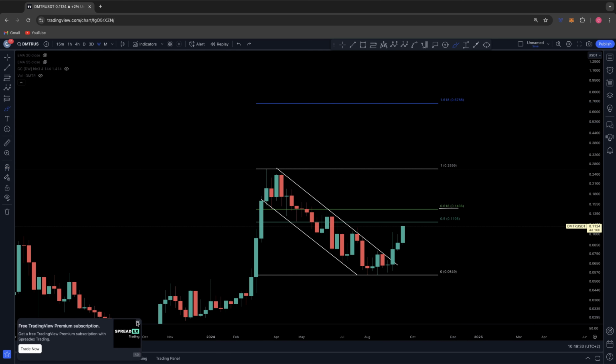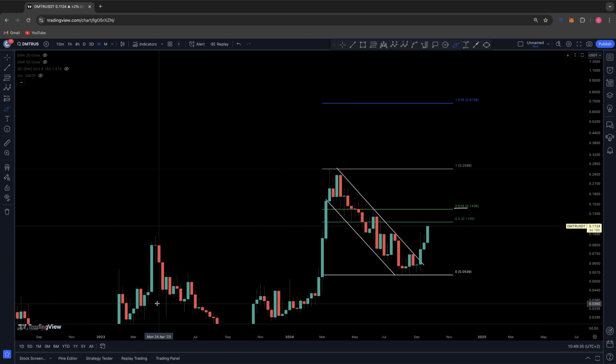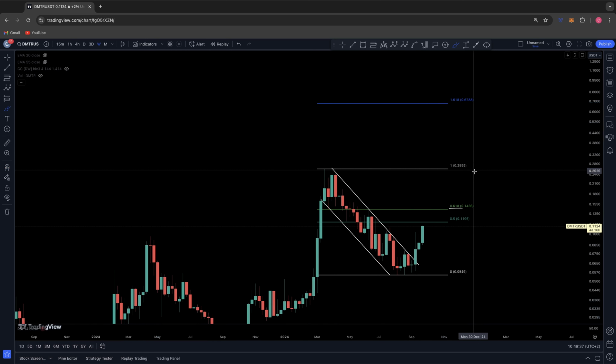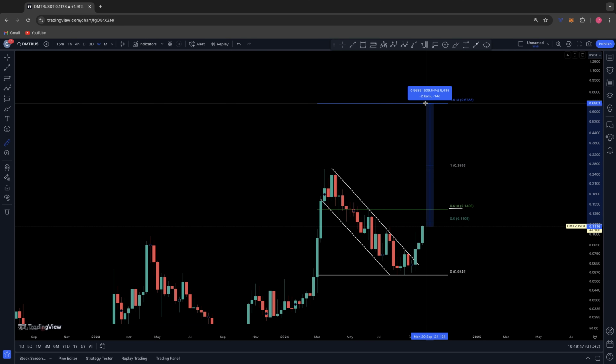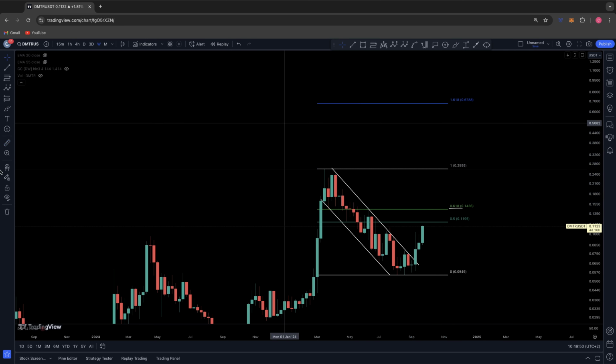So I think in the next few months, it would be very nice to see a nice impulsive move, take out this 26 cents high, and I've got this 1.618 target at 67 cents for us, which from current prices is roughly a 5x. I think I said that earlier in the video.